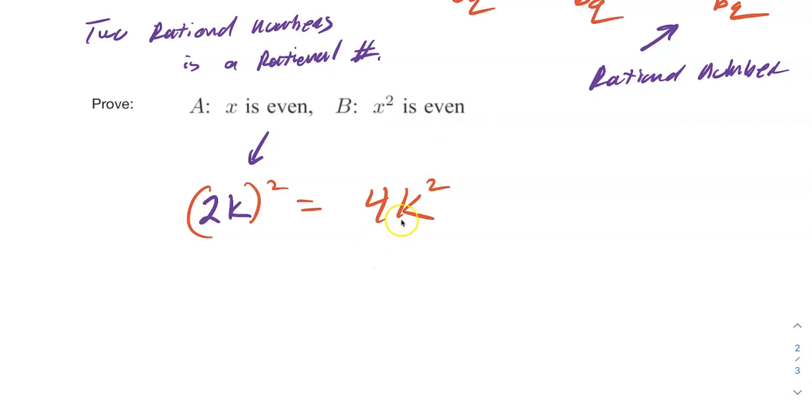Now, that's not an even number. Right? An even number is 2 times something. So all we have to do here is rewrite it. This is the same thing as 2 times 2k squared. And that's an even number. Right? As long as you don't have to factor out the 4, an even number is 2 times something. So if you can factor out 2 from it, it makes it an even number. So we got 2k. We squared it. We got 4k squared. I factored out the 2 to show that, hey, this is an even number. Right? 2 times something is an even number. So x squared is even.